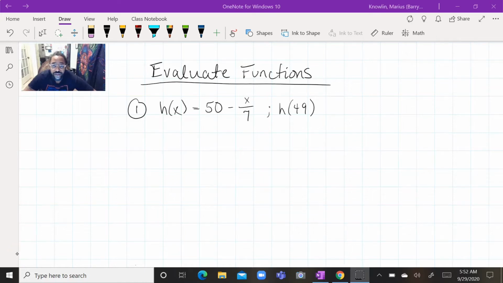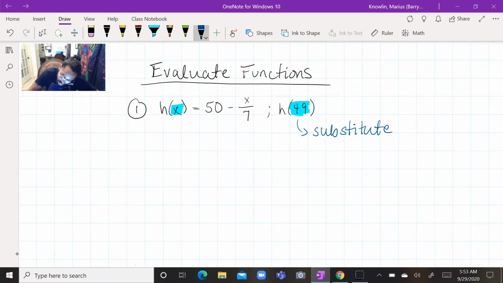Alright, let's go ahead and talk about evaluating functions for today. When you evaluate functions, you simply replace x with the value that's in the parentheses here. That's all you're doing. So this really just means to substitute 49 for x. So when we work it out, it should look like this.